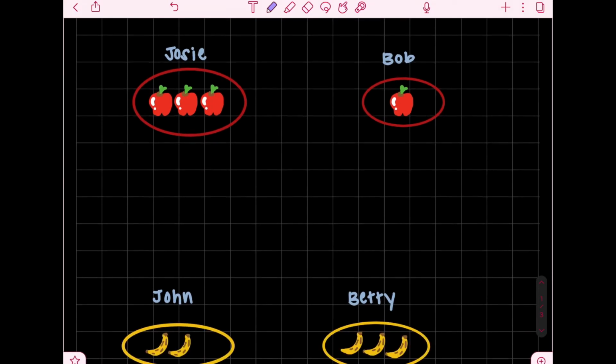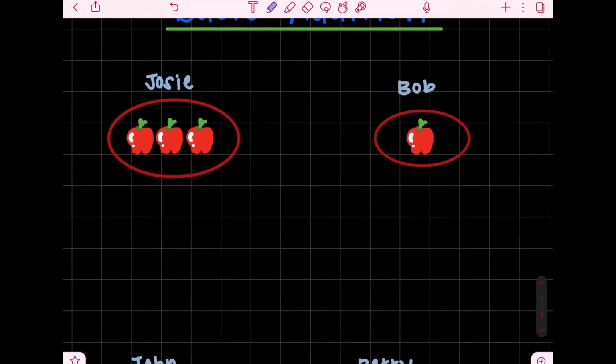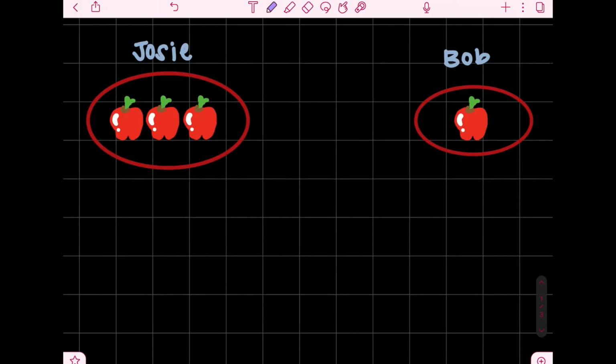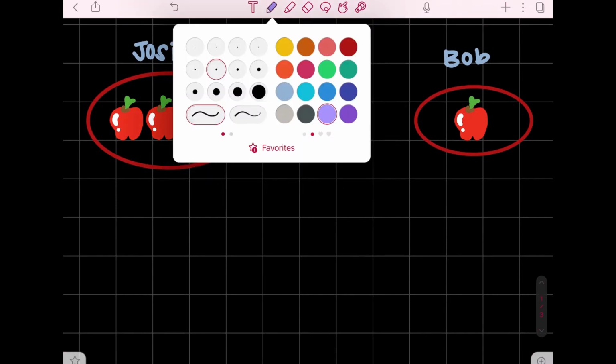So in this example, we have two people, Josie and Bob. Josie has 3 apples and Bob has 1 apple. Now, for this example, we want to find how many apples Josie and Bob have together, which means that we're going to have to add the amount of apples that Josie has to the amount of apples that Bob has. So first, let's see how many apples Josie and Bob really have.